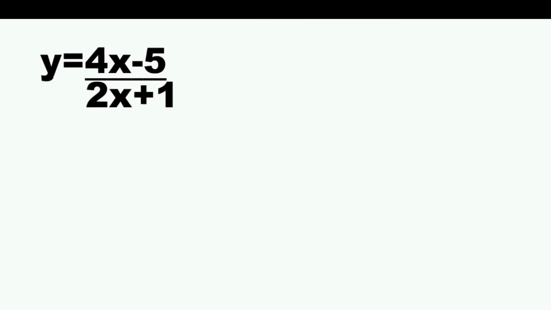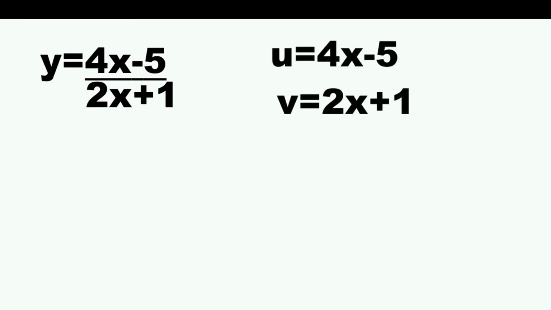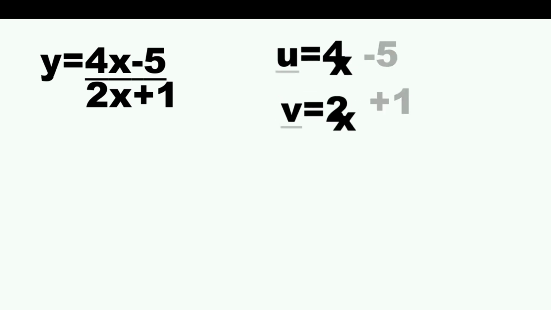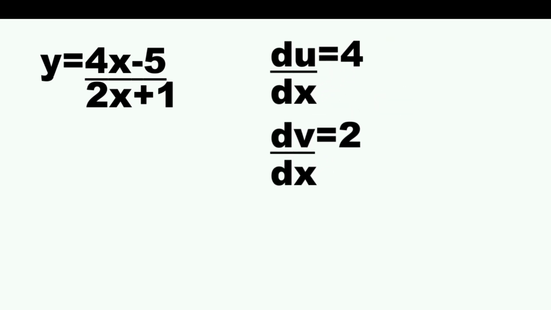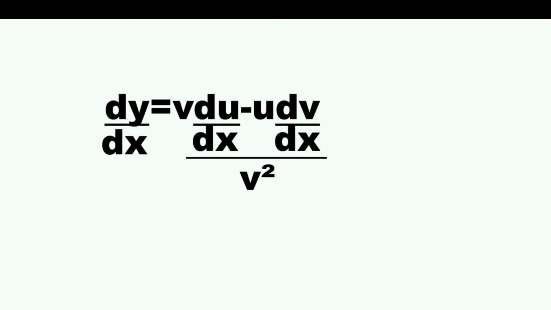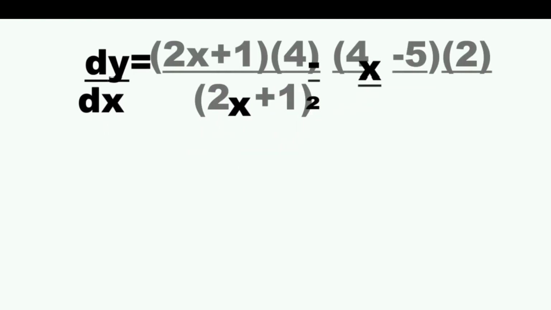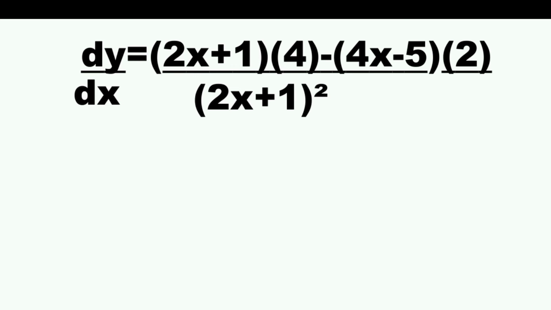Example: y equals 4x minus 5 over 2x plus 1. Here u is 4x minus 5 and v is 2x plus 1. So du over dx is 4, and dv over dx is 2. Let's substitute into the formula v du over dx minus u dv over dx, all over v squared. So quantity 2x plus 1 times 4, minus quantity 4x minus 5 times 2, over quantity 2x plus 1 squared.